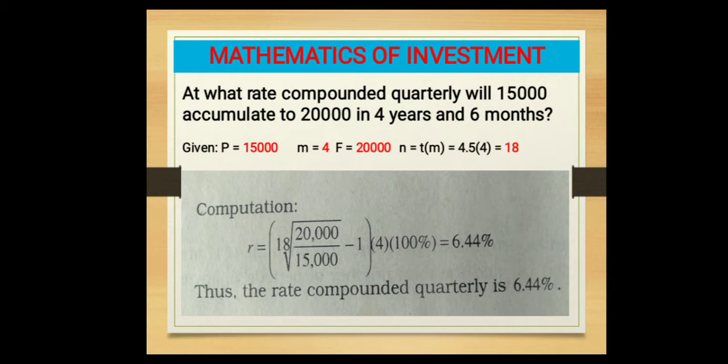Again, you have 18 root of 20,000 divided by 15,000, minus 1, times 4, times 100, and that is equivalent to 6.44. So therefore, the rate compounded quarterly is 6.44%. Okay, just follow the formula: N root of F over P minus 1, times M, times 100.